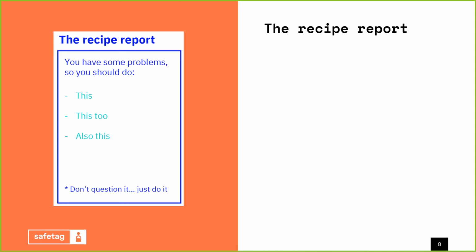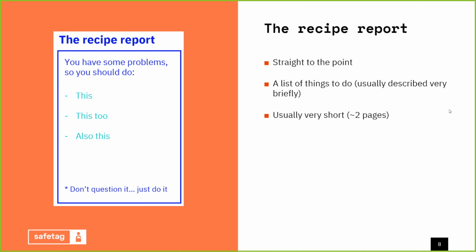This is something like you just list very briefly some things that the organization should be doing. And here you say literally, you should do this, this, and this. Don't question it, just do it. The pro is that it's straight to the point. It might be one page, it might be two pages long. Usually you describe very briefly the actions that you want to recommend, and it's very good for those organizations that already know the technical parts of it.